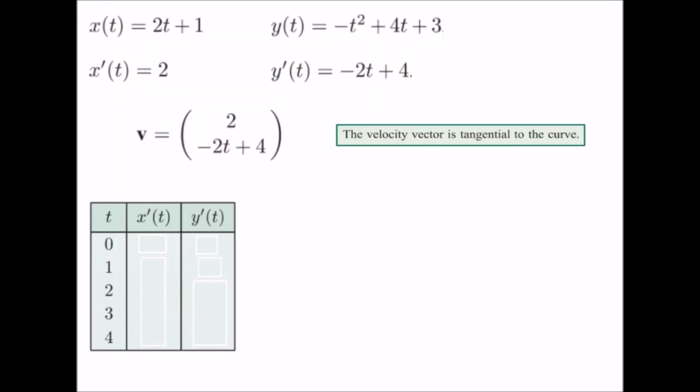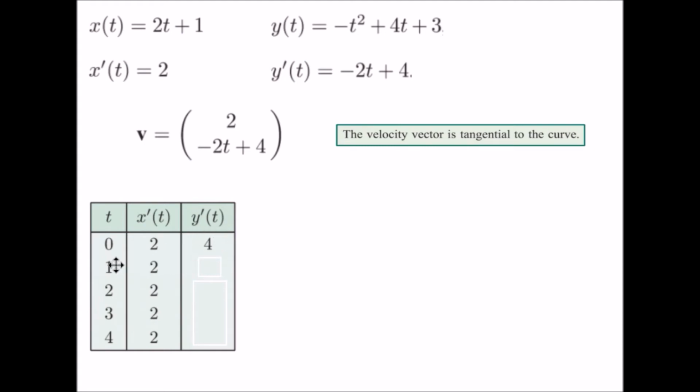So if we were to work out the speed at different times, if t equals 0, x dash remains 2. When t equals 0, the y dash value will be 4. And the speed there would be 2 squared plus 4 squared. If I worked out any other value of x dash of t, this value would not change. So it's always going to be 2. But the y dash values will change. If t equals 0, I'm going to get 4.